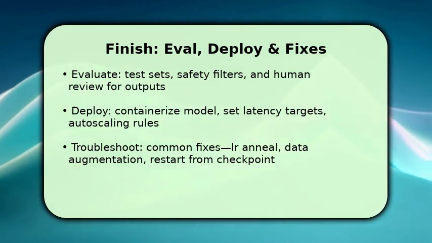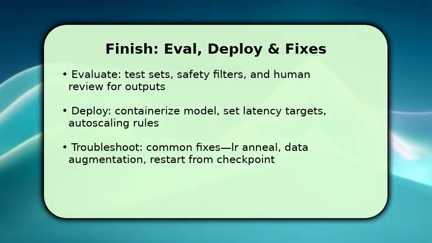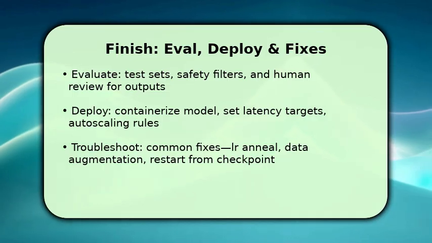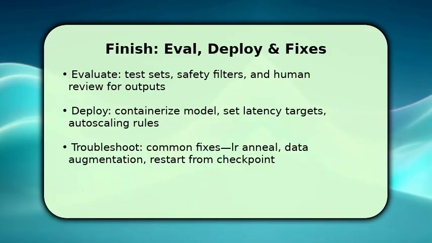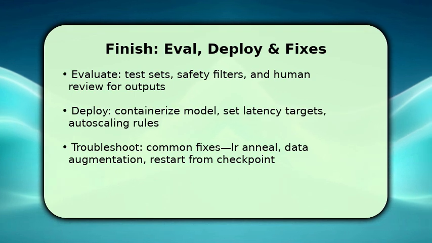If issues arise, like degeneration or high loss, try lowering the learning rate, data augmentation, or resuming from an earlier checkpoint. These quick interventions often restore stability without retraining from scratch.